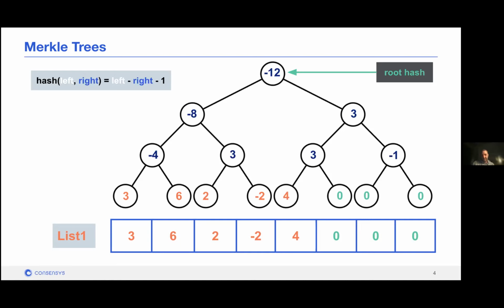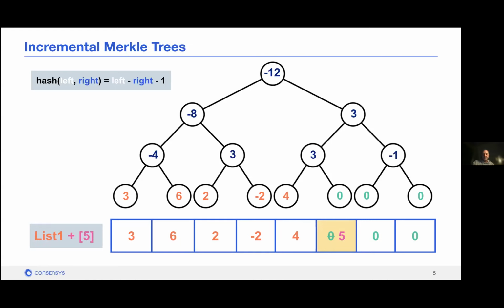So there are other things that you can do with Merkle trees, but in this talk I will focus on computing the root hash, which is, let's say, the main function that is implemented in the deposit smart contract that uses these Merkle trees.